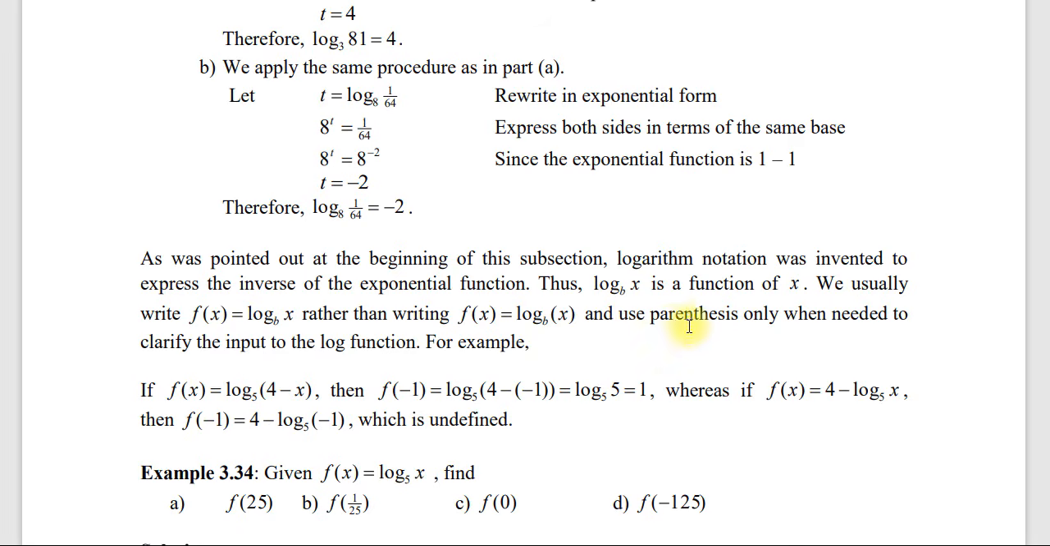And we parenthesize only when needed to clarify the input to the log function. For example, if f of x which is equal to log of 4 minus x in base 5, then f of minus 1 which is equal to log of 4 minus of minus 1 in base 5.